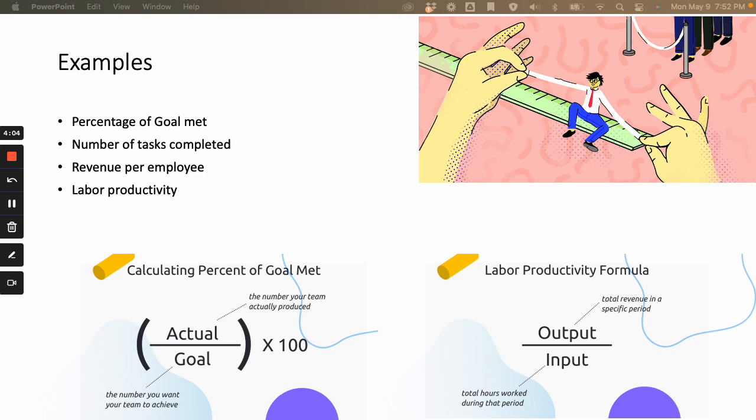How about you? How do you measure the productivity of your team? More importantly, how do you measure your own productivity?